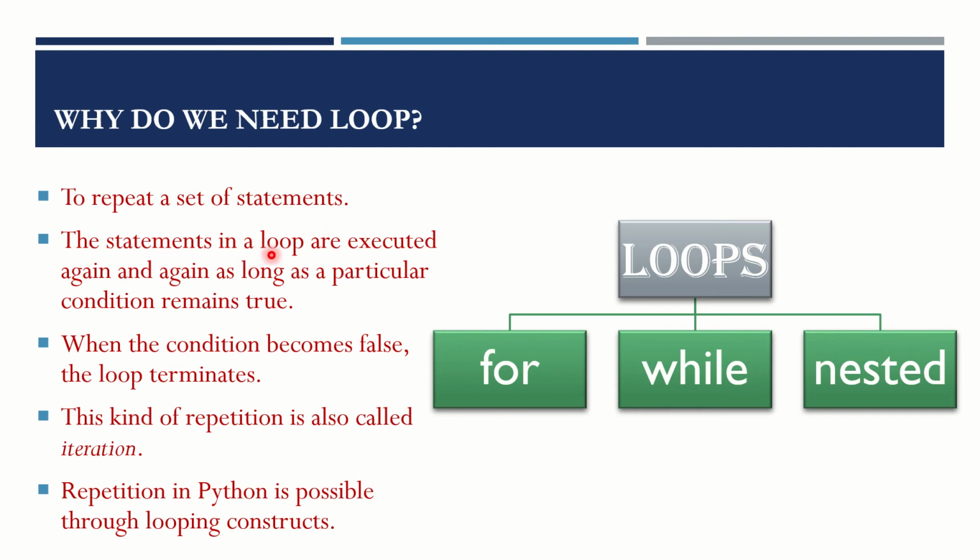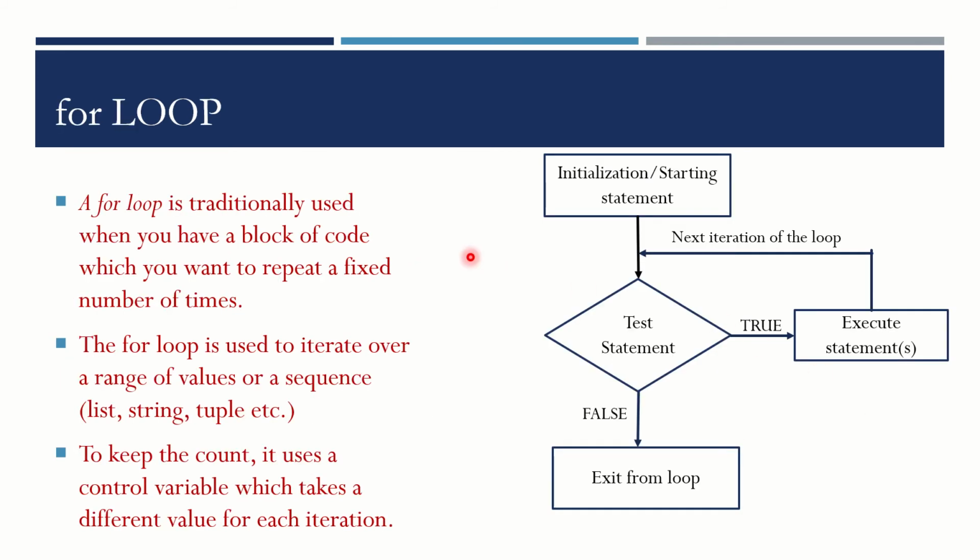The statements in a loop are executed again and again as long as a particular condition remains true. When the condition becomes false, the loop terminates. This kind of repetition is also known as iteration. In Python, repetition is possible through the for loop, the while loop, and the nested loops. Let us look at the for loop.